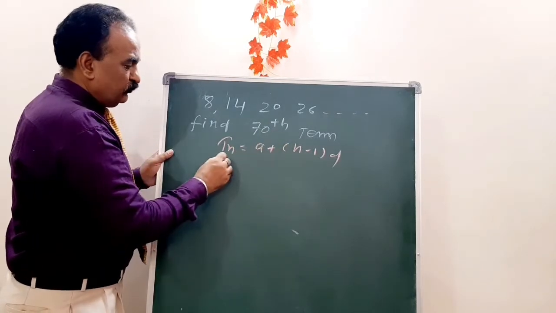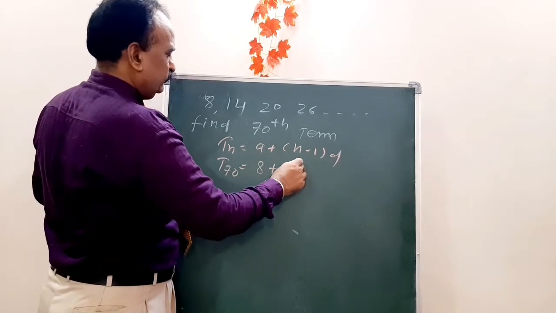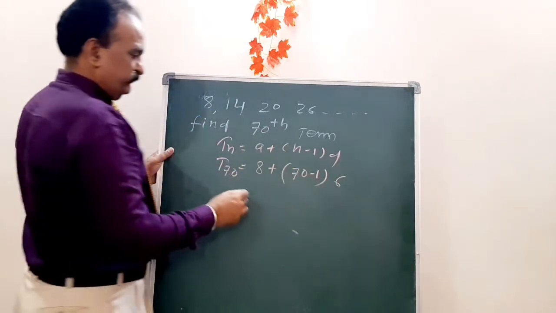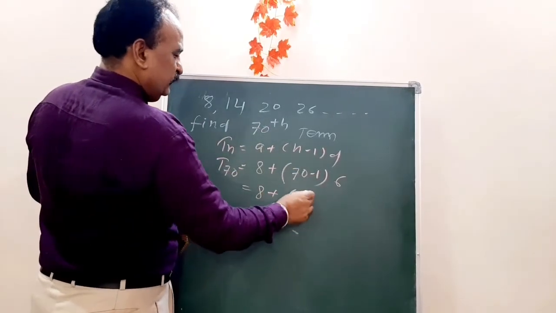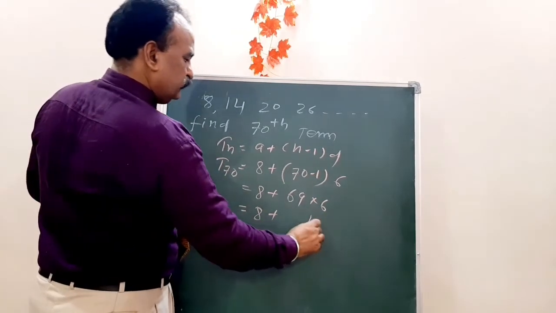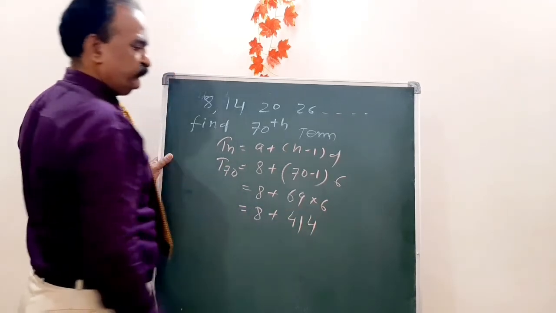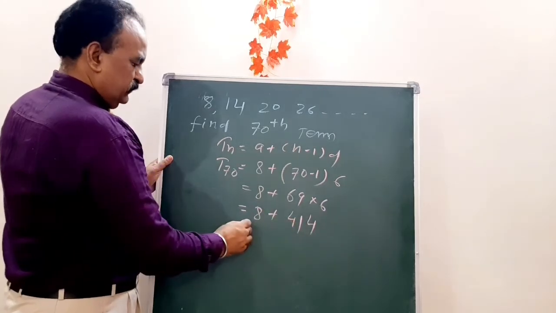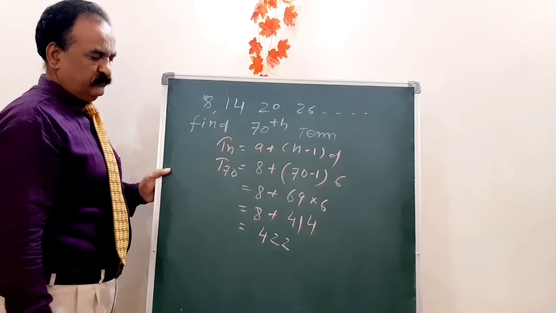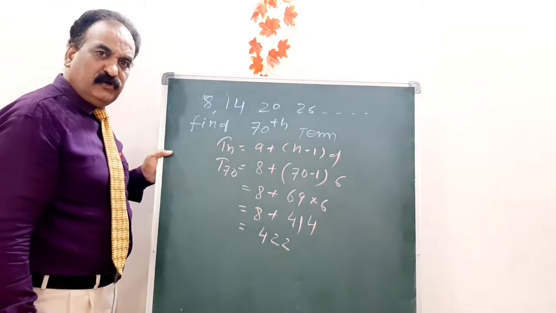You have to find the 78th term. T78 is equal to a, the first term, 8, plus n minus 1, and the common difference is 6. So you can write 8 plus 77 into 6. 6 sevens are 42 and 6 elevens are 66, so 462 plus 8 is 470. It means the 78th term is 470. Clear to you?